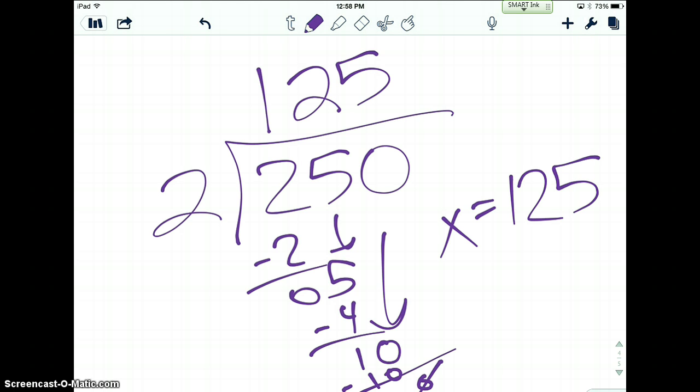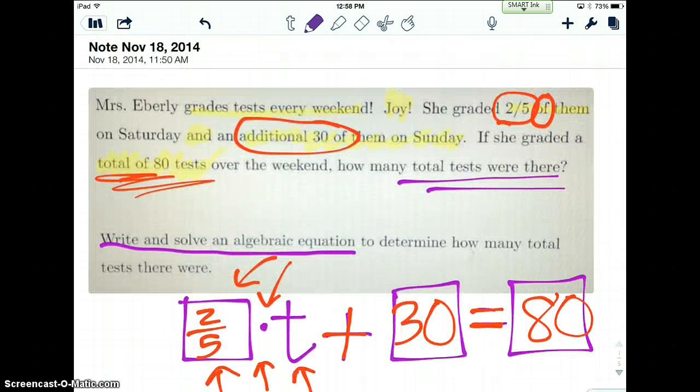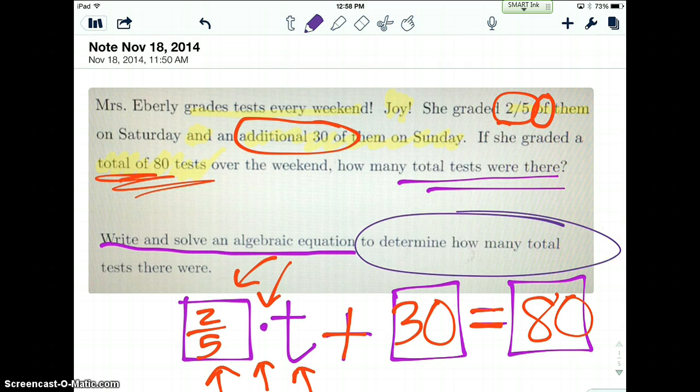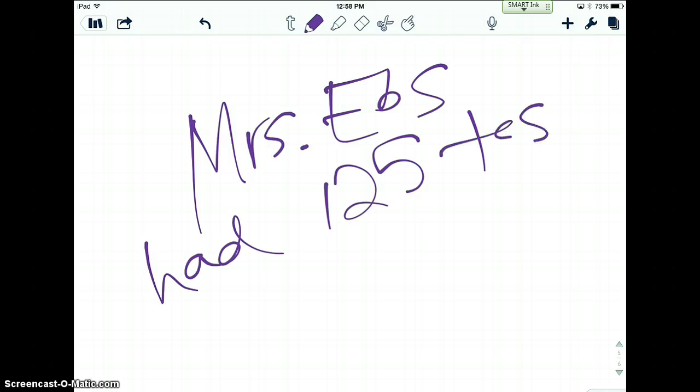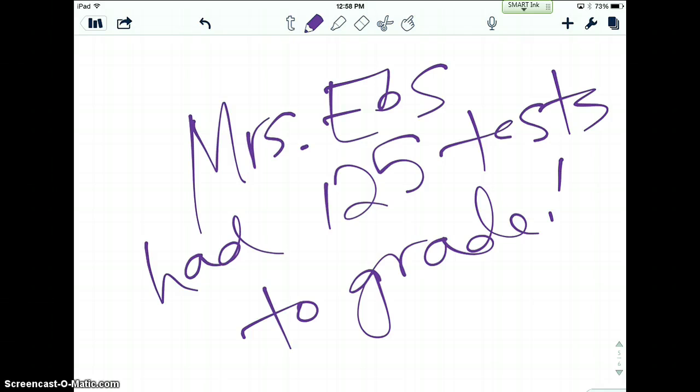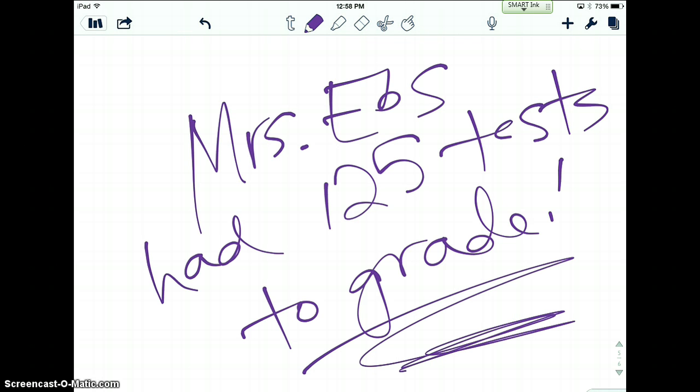So if I go back and look at what it originally asked me in the problem, determine how many total tests there were. How many total tests did she have to grade? Oh man, 100. Mrs. Everly had 125 tests to grade. Whoo! And that's why my eyes were bugging out there.